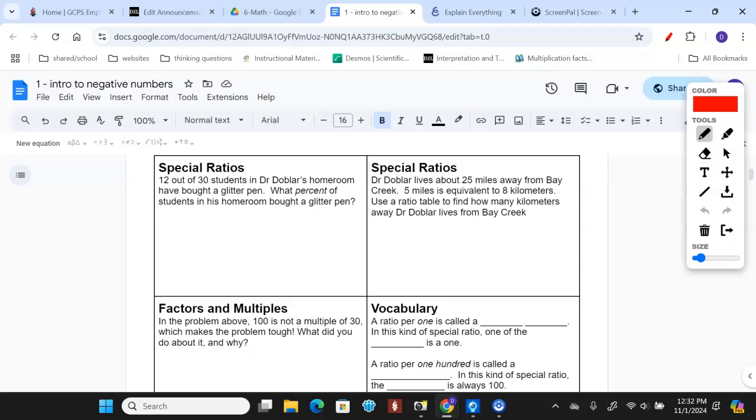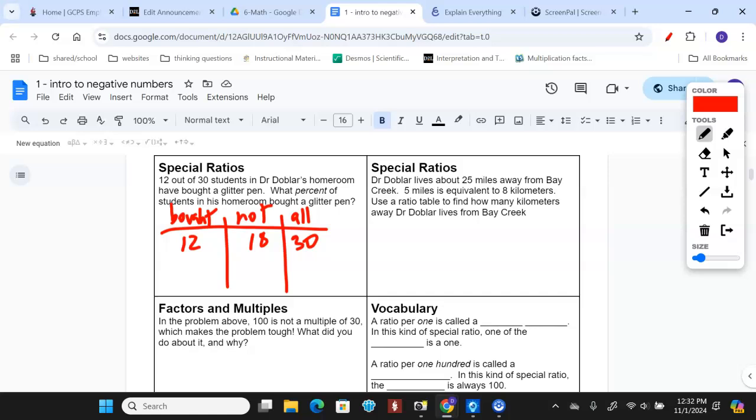12 out of 30 students have bought a glitter pen. Sounds to me like some students have bought one, part. Some have not bought one, part. And all the students is the whole, something like that. 12 out of 30 bought one, so 12 bought one out of 30 in all. 30 should be the whole there, which means 18 have not, if you want to find your other part.